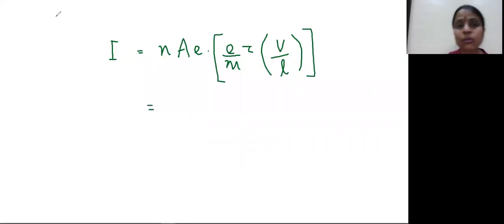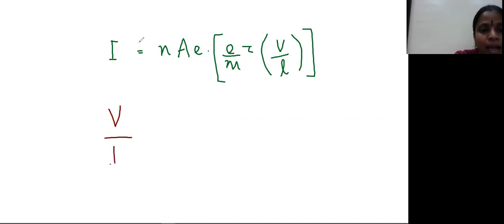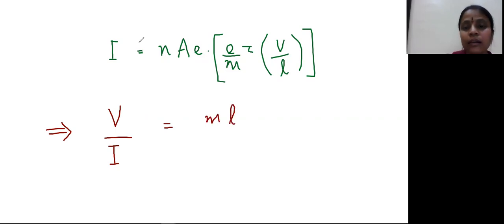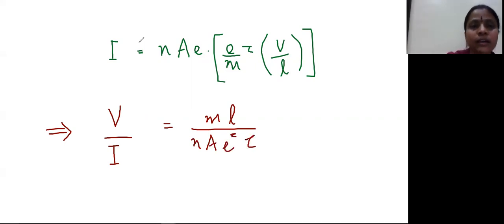Now from this equation, what am I going to write? I am going to write V by I. This implies, I goes this side, all the other factors come up over here. So what am I going to end up getting? I get mL. So this mL comes over here and I have nAe squared tau. Isn't that correct, children? Just pause a while and see if this is what we have.